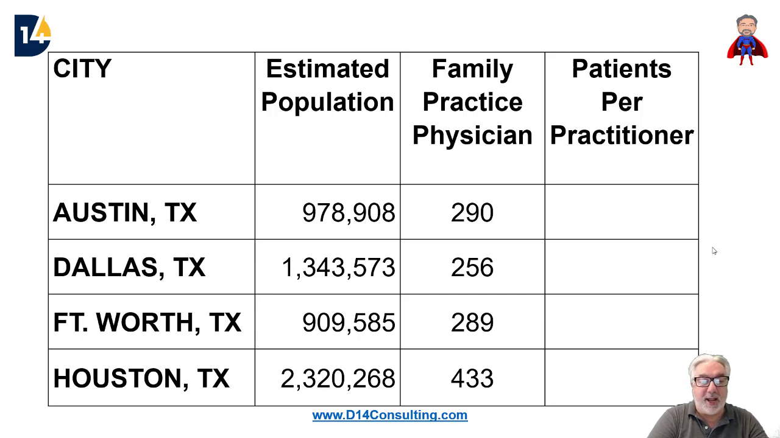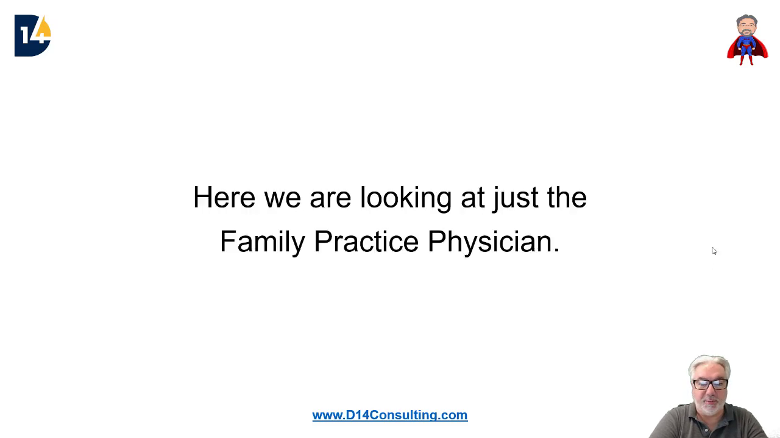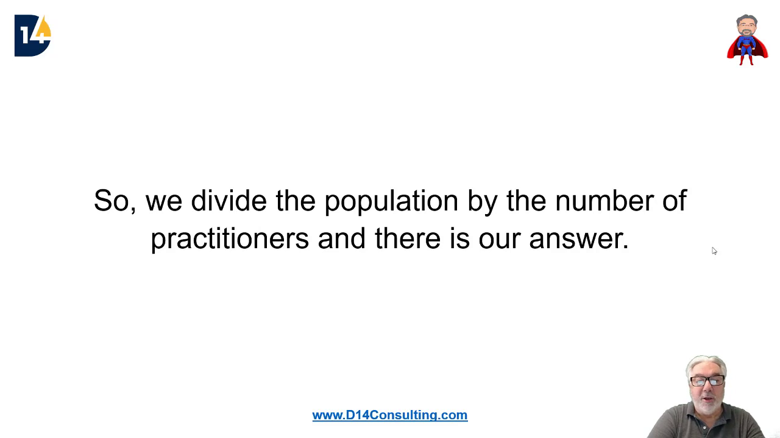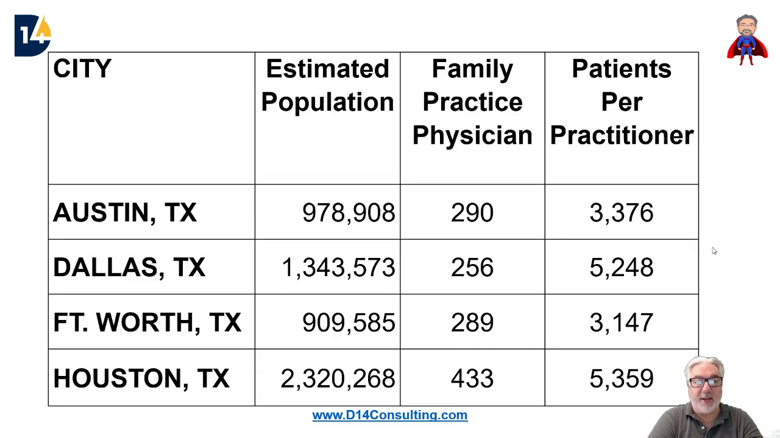Let's take a look at this again. These are the cities, Austin, Dallas, Fort Worth, Houston, the population, and the family practice numbers, okay? So for family practice physicians, this is how many there are. And we want to determine how many patients per practitioner. So here we're looking at just the family practice physician. We want to know how many potential patients there are per physician. So we divide the population by the number of practitioners, and there's our answer, right?